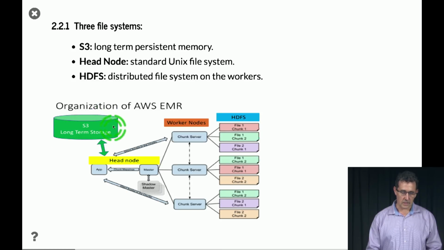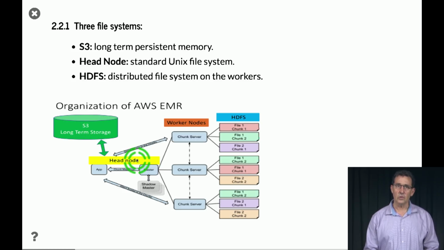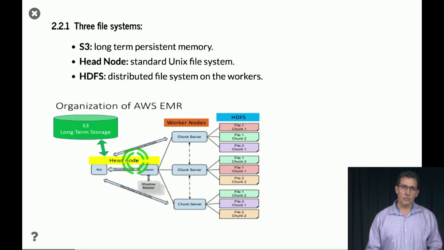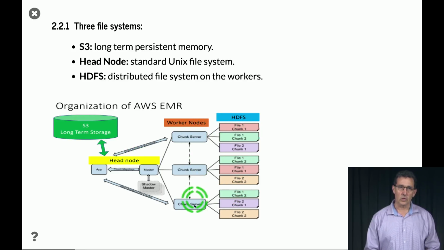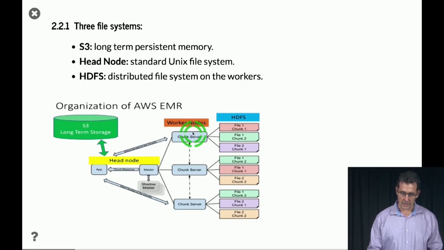From S3 we will usually take the data and put it on the head node, and then from the head node we will want to put it on HDFS so that the workers can efficiently work on it. Okay, so let's see how all of this is done.